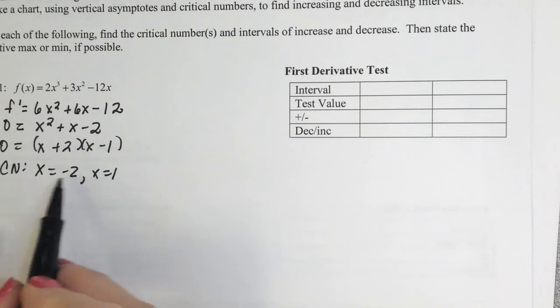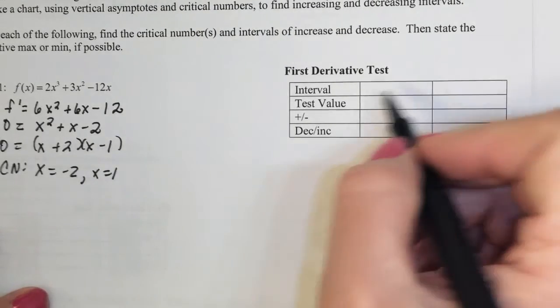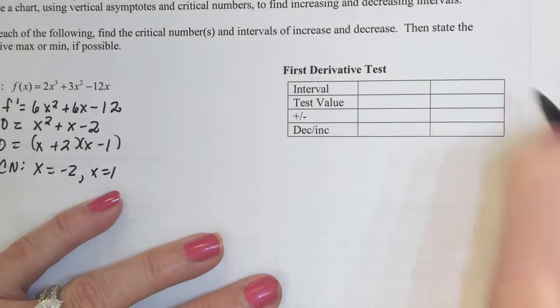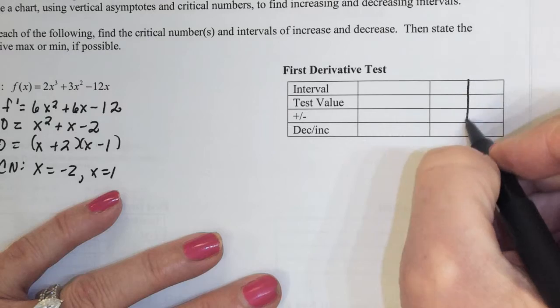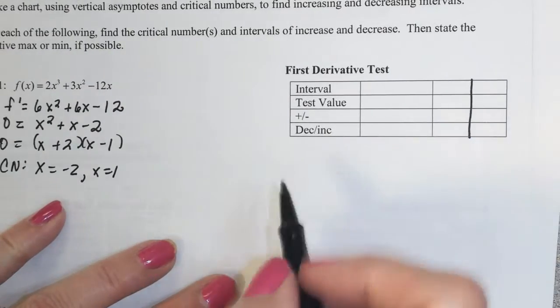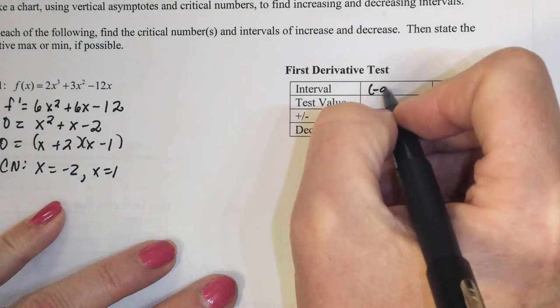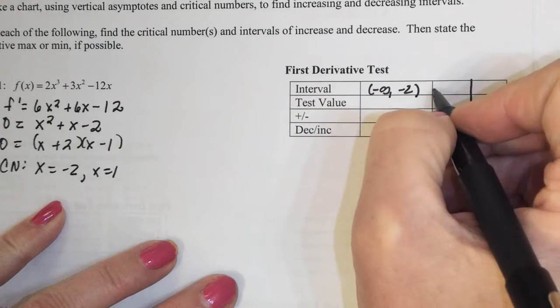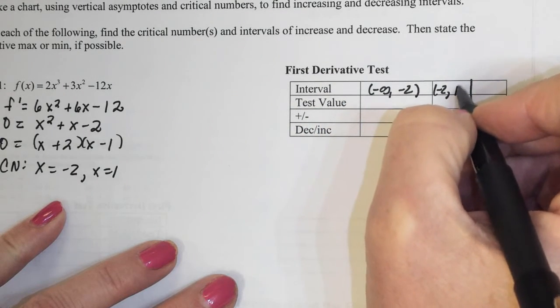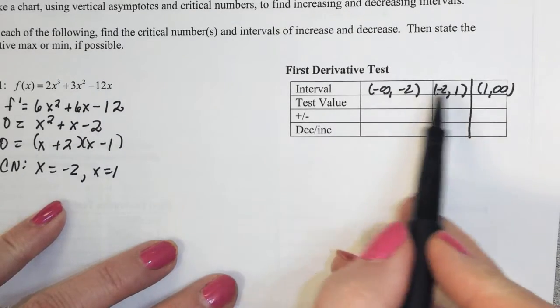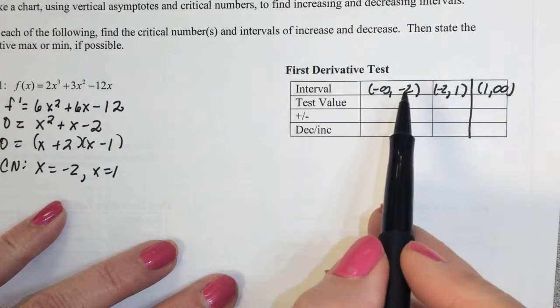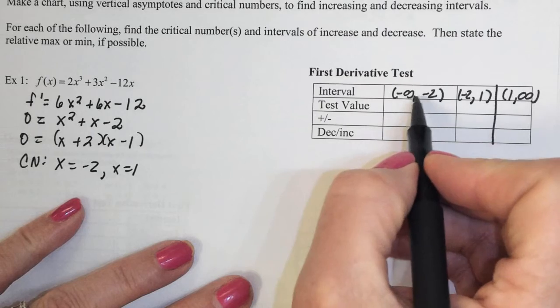Now, because I have 2 critical numbers, I'm going to have 3 intervals. So I'm going to have to add on another interval here. I'll just go like that to add on an interval. So my first one is going to go from negative infinity to negative 2. Then we're going to go from negative 2 to 1, and then from 1 to infinity. So I use those intervals as breaking points. Now I'm going to find a test value.